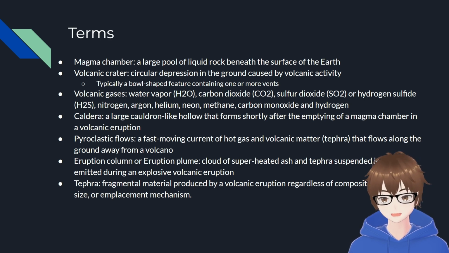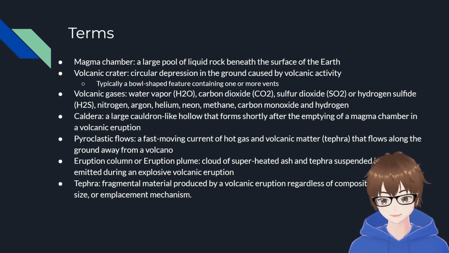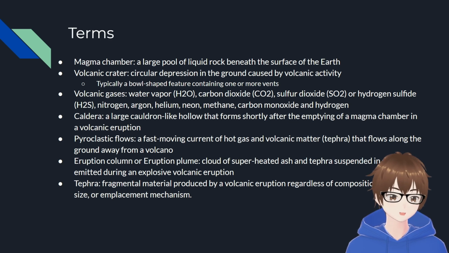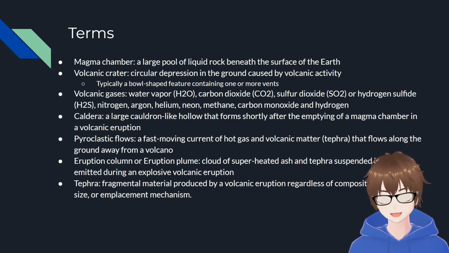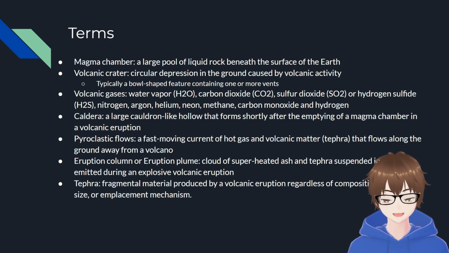and that flows along the ground away from a volcano. Eruption column or the eruption plume can be basically used interchangeably. It is a cloud of superheated ash and tephra, or volcanic matter, suspended in gases, and it's emitted during a volcanic eruption. So basically, whenever a volcano actually erupts, all of the ash and all the stuff that gets shot out, that is the eruption column or the eruption plume.